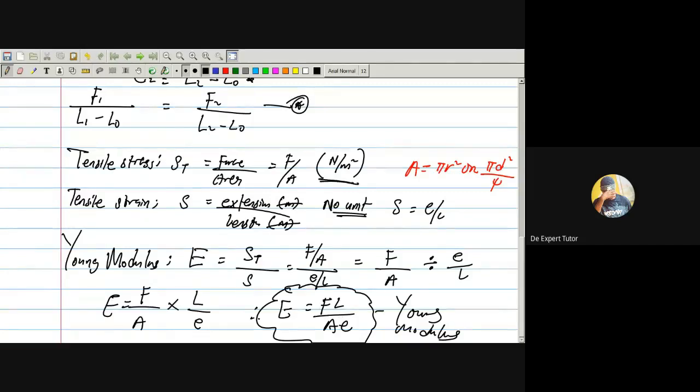Pay attention to this stress very well. Stress has a unit, Newton per meter square. Newton per meter square is the unit for pressure. It has the same unit as what? Pressure. And who can now tell me what is the unit of Young modulus? Pay attention.